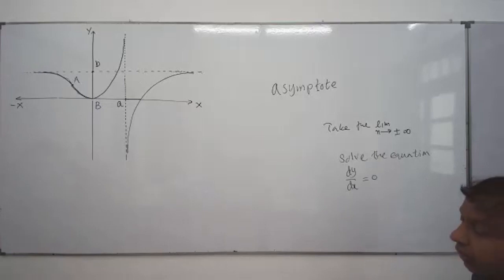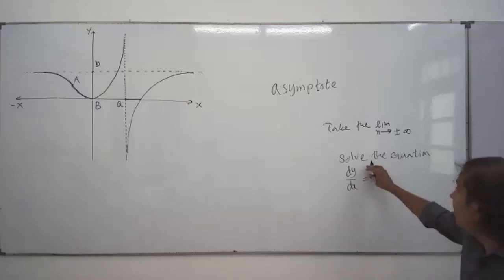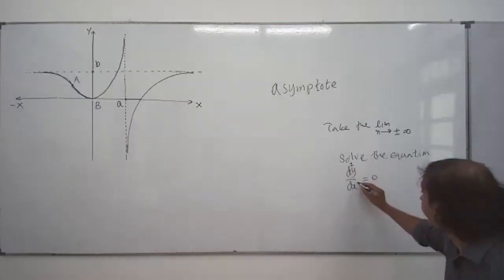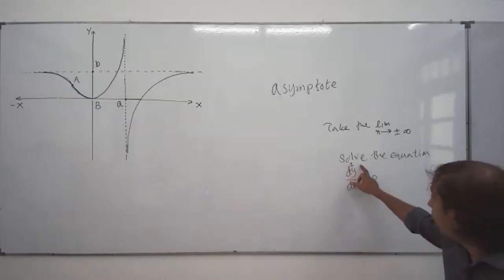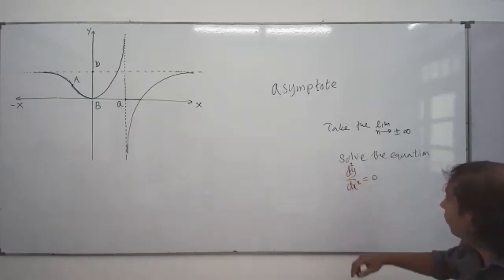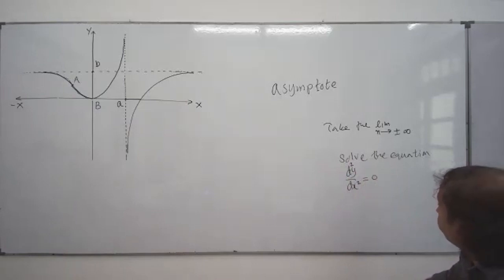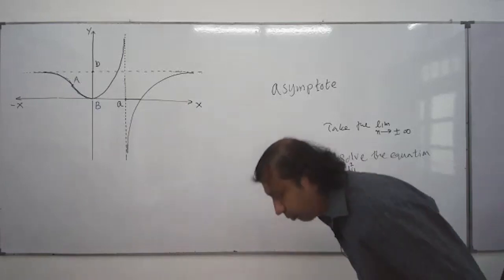Write down. To find the x values at the points of inflection, solve the equation d2y over dx2 equals 0. Right.